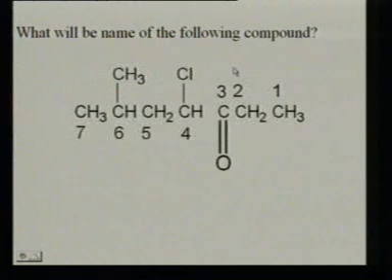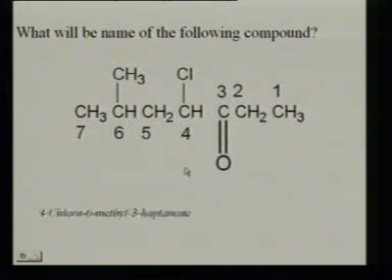Now we are giving an exercise. What will be the name of the following compound? You see this compound is a 7 carbon compound, and the ketone group is at 3. For numbering, we start from the end which is very close to the functional group. So it has 1 methyl group at the 6th position and 1 chloro group at the 4th position. The name will be 4-chloro-6-methyl 3-heptanone.